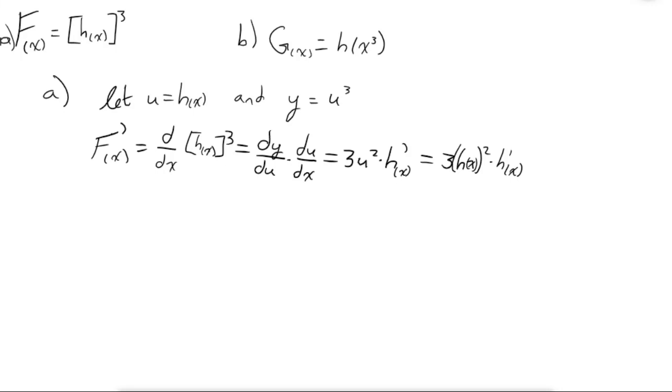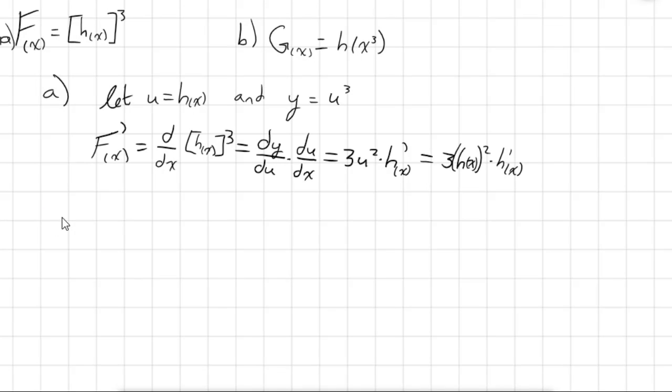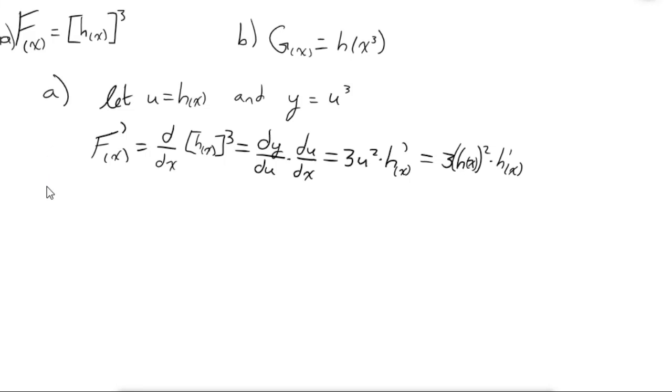For our B, we are going to be doing things a little bit differently, because this time we have our h as the outer function, and the x cubed is the inner function. So I'm going to first define g of x. So let g of x equal x cubed. And then we will use our other definition of the chain rule, the non-Leibniz notation, to solve this one.